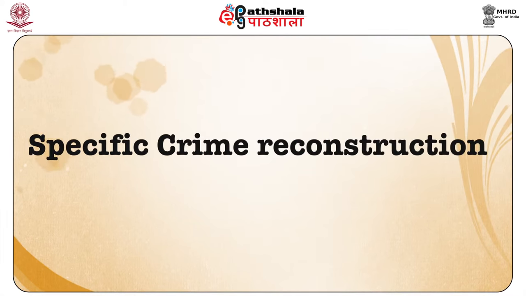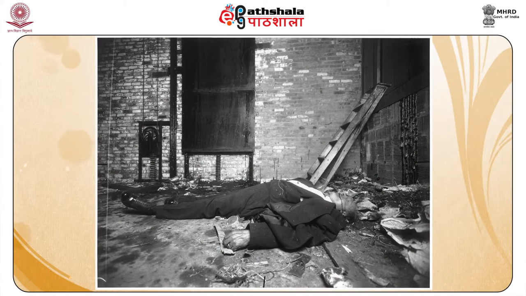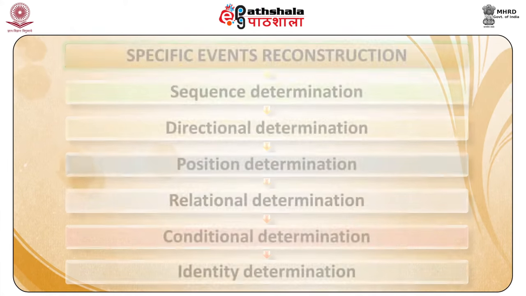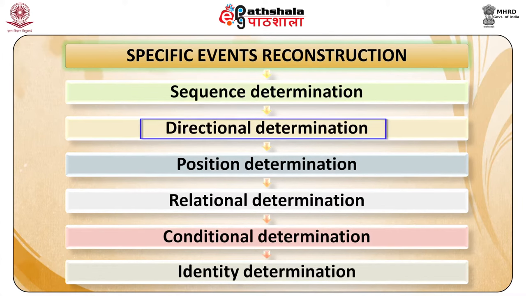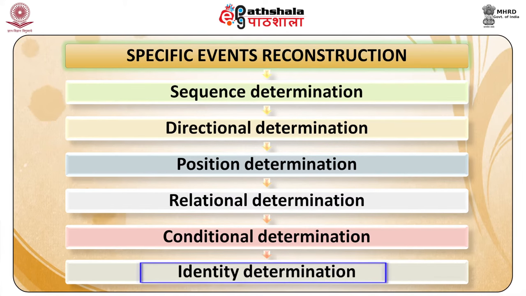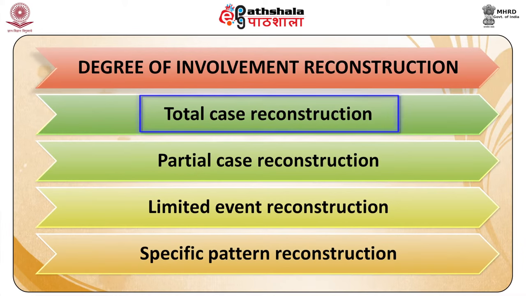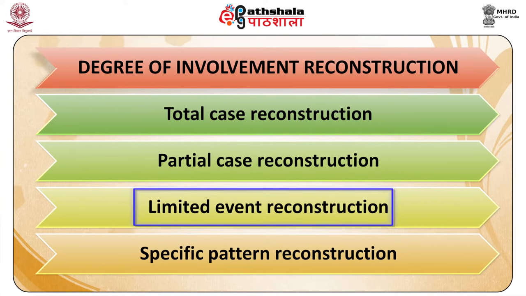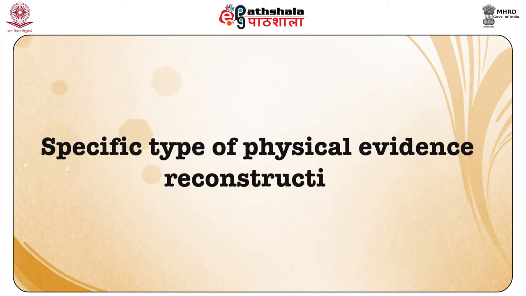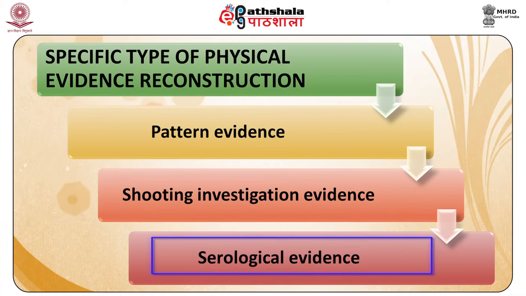Second is specific crime reconstruction. Arson scene reconstruction, white collar crime reconstruction, homicide reconstruction, rape case reconstruction. Now, specific events reconstruction. Sequence determination, directional determination, position determination, relational determination, conditional determination, and identity determination. Next is degree of involvement reconstruction. Total case reconstruction, partial case reconstruction, limited event reconstruction, specific pattern reconstruction. Next is specific type of physical evidence reconstruction. Pattern evidence, shooting investigation evidence, and serological evidence.